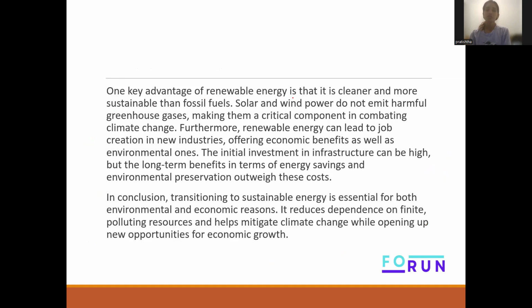One key advantage of renewable energy is that it is cleaner and more sustainable than fossil fuels. Solar and wind power do not emit harmful greenhouse gases, making them a critical component in combating climate change. Right? So we can just say that renewable energy helps to combat or fight climate change.